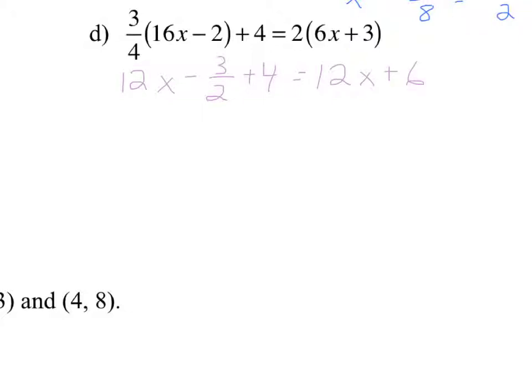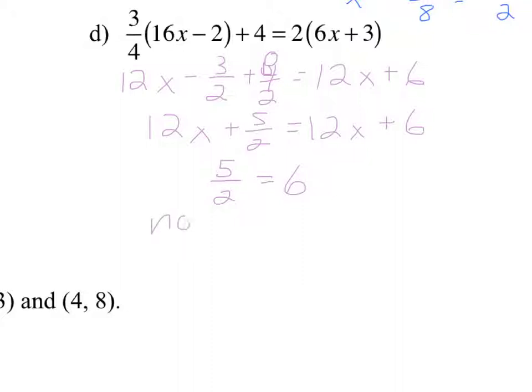I'm going to turn the 4 into 8 over 2, so I have common denominators. So now I have 12x plus 5/2 equals 12x plus 6. If I subtract 12x from both sides, I have 5/2 equals 6. And since that is not a true statement, we know that no solution will work for x. So no solution is the answer.